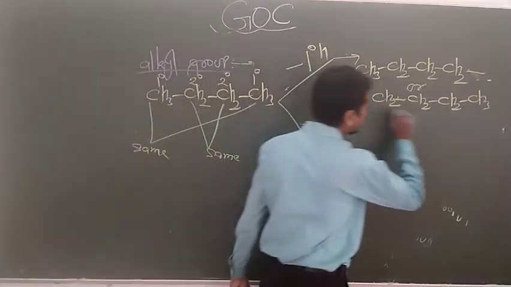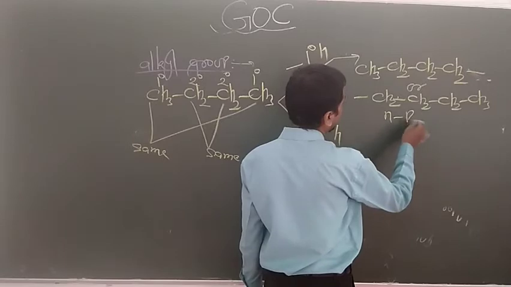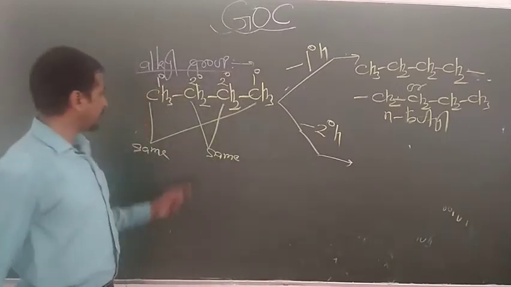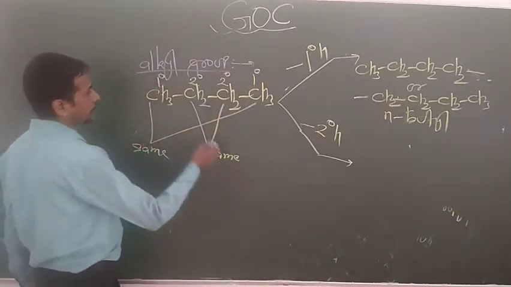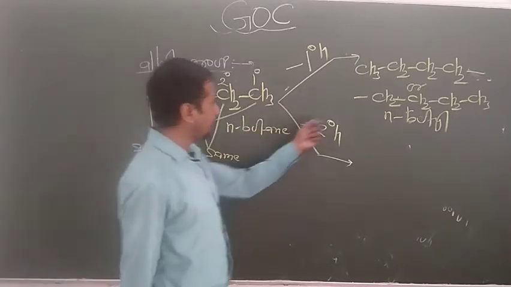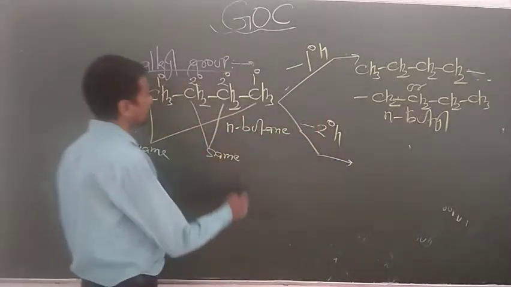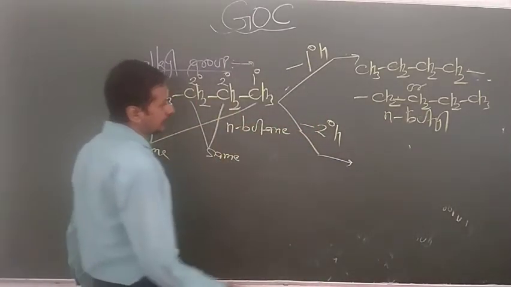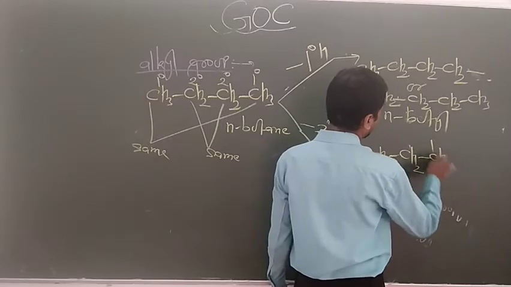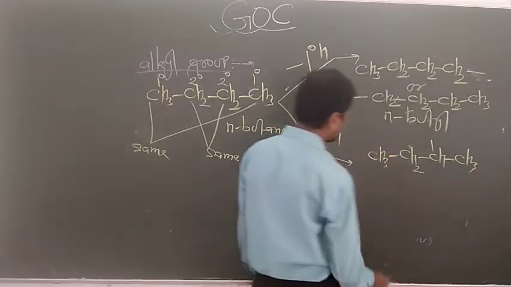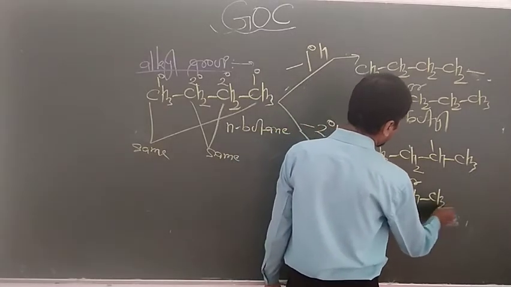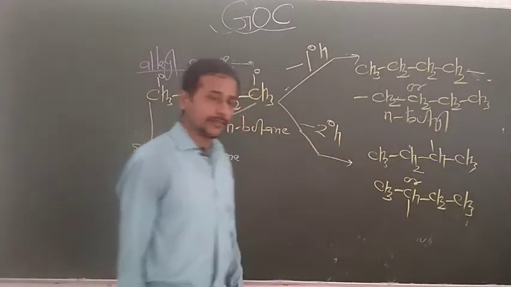Now this contains a straight chain. So that's why this is known as N-butyl. And because this contains a straight chain, this is also known as N-butane. So from N-butane you can form N-butyl like this way. Now after removal of H from 2 degree, this can generate the formula CH2, CH single bond, CH3 and CH3. Either this may be like this: CH single bond, CH2 and CH3. So both are the same formula.